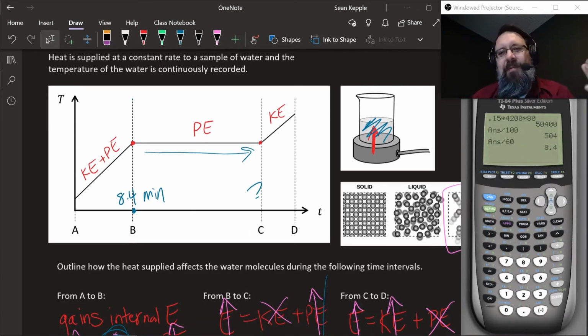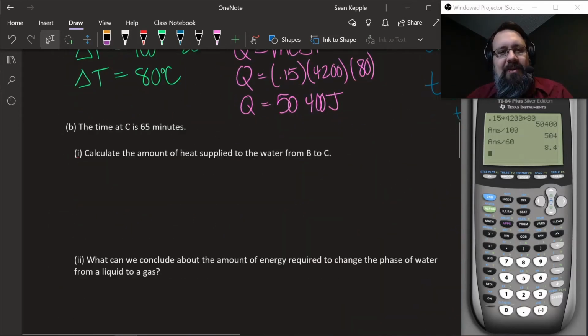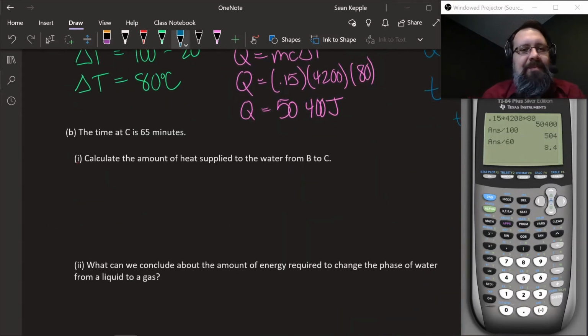So it took 8.4 minutes to go from room temperature up to the boiling point. That doesn't seem that long. But how long would it take to fully boil off the water? Maybe you've left a pot of water on the stove while it was boiling. I know I've done that before. You forget about it, and then you come back and all the water's gone, and you're like, whoa. So how long does that take? It turns out it takes 65 minutes.